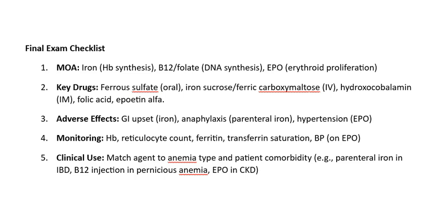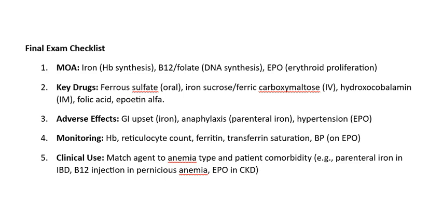And finally, knowing the right clinical use cases. Putting it all together. Yes, exactly. Matching the agent to the specific type of anemia and the patient's overall situation. So using parenteral iron in patients with significant malabsorption like IBD, giving B12 by injection in pernicious anemia, and reserving EPO primarily for anemia in CKD or in chemotherapy settings.